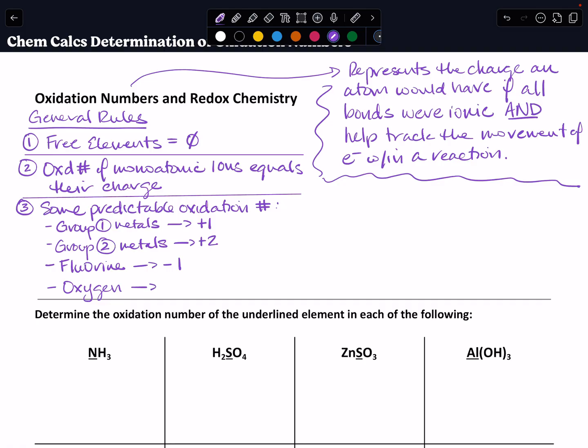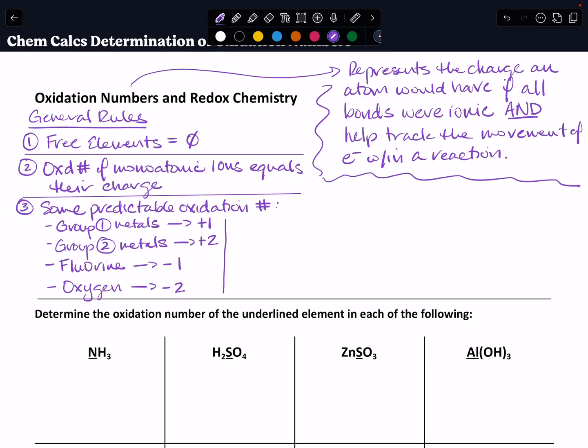Oxygen has 6 valence electrons and likes to pick up 2. So in general, when it's in a compound, its oxidation number is equal to -2. There is an exception for oxygen when it's in a peroxide, where you have an oxygen bound to another oxygen, not elemental oxygen, but oxygen bonds within a molecule. Then we get -1 for those. So it's a little bit different, but for the most part, you're going to see oxygen as -2.